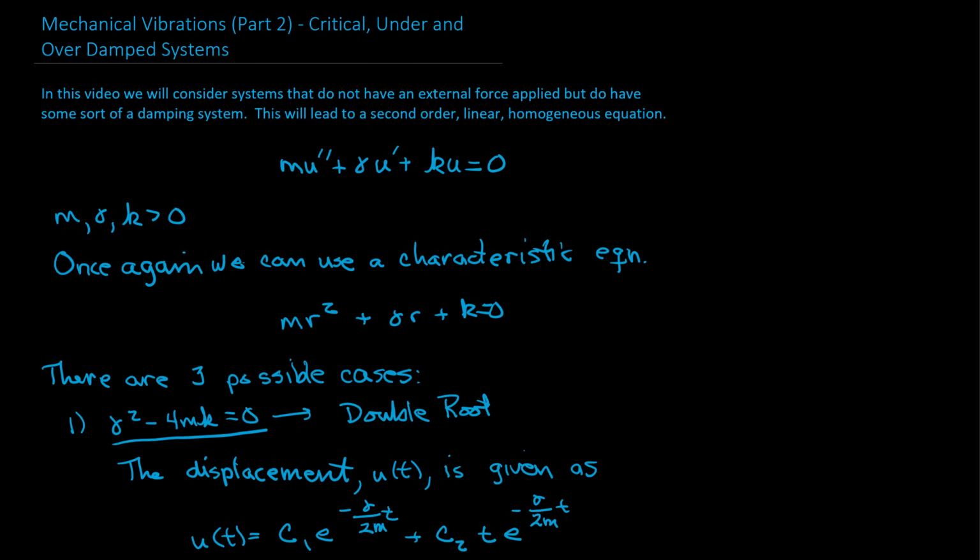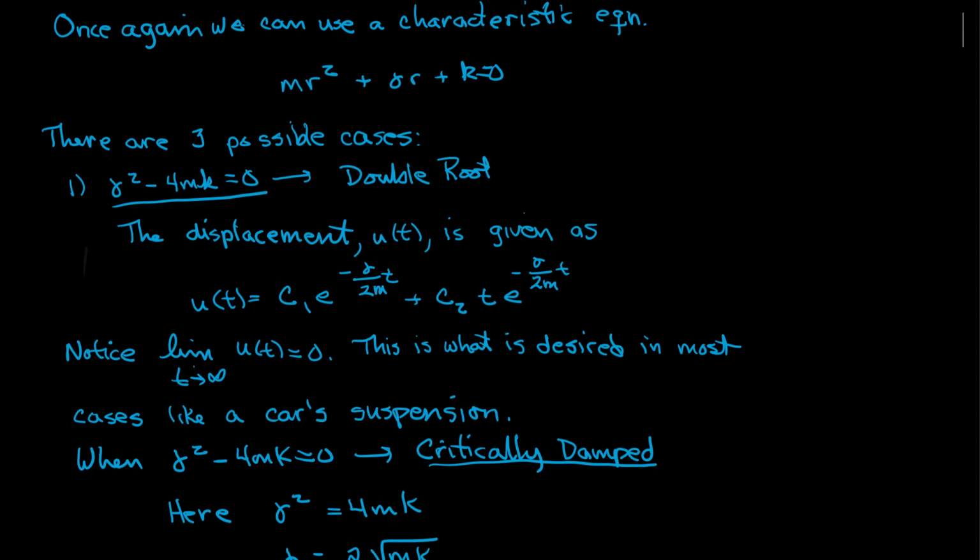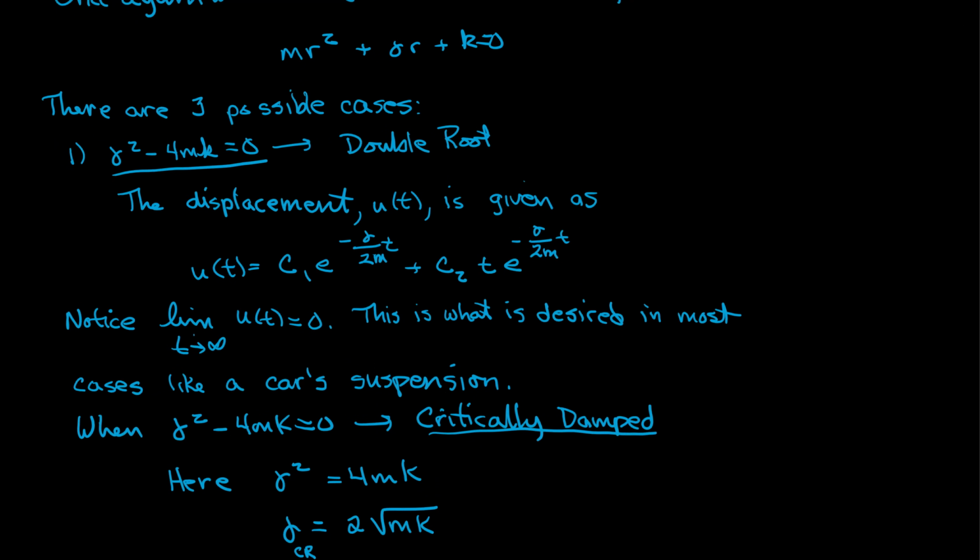This will give us a second-order linear homogeneous equation, which I'm assuming you know how to solve. These are usually pretty straightforward. First thing we're going to do is convert this to the characteristic equation, mr squared plus gamma r plus k equals 0. And if you'll recall, using the quadratic formula, r equals negative gamma plus or minus the square root of gamma squared minus 4mk, over 2m. This is going to give us our solutions for our roots. They could be root 1 and root 2 or whatever it is.